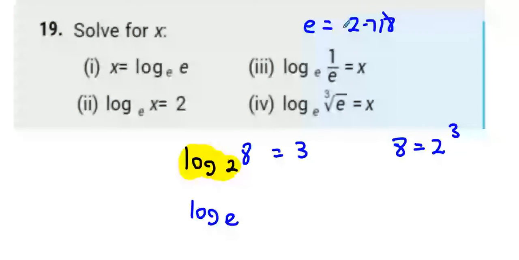Really quickly on question 19, okay? We mentioned that log 8 base 2 is 3, and 8 equals 2 to the power 3. Now, anytime you see log base e, e is 2.718, but there's a quick way of writing that. You don't have to write it all down, you have a shortcut for that.